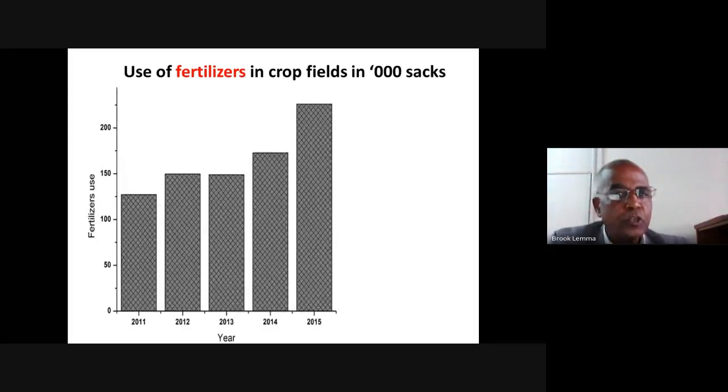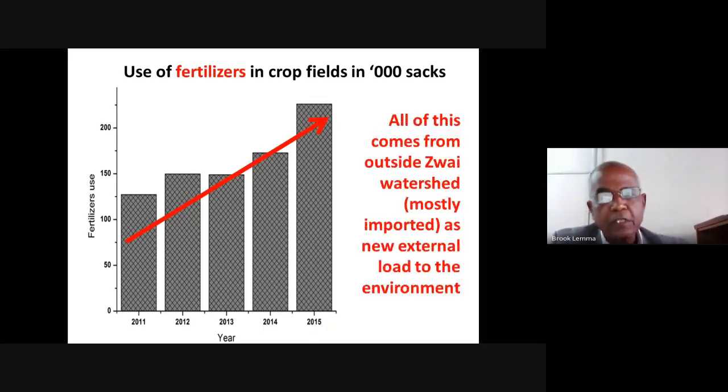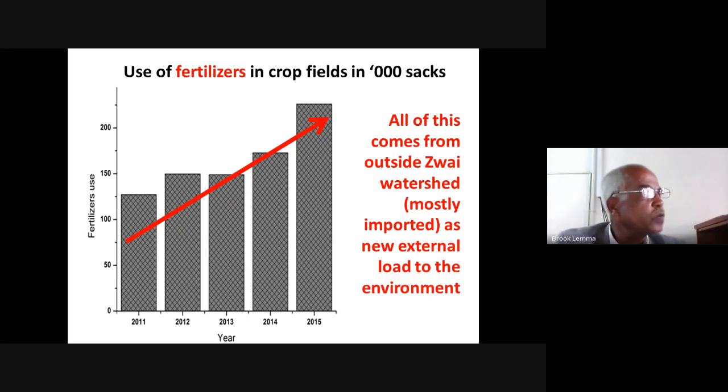The fertilizer use in the area was always increasing over the years 2011 to 2015. All of these fertilizers come from outside the Zowai watershed; mostly they are imported fertilizers. So I would think that these are extra new loads to the watershed that we are putting year after year into the environment, which the environment has to accommodate.